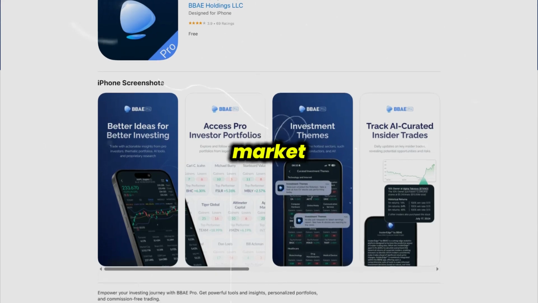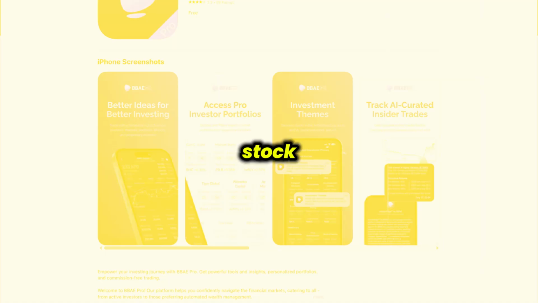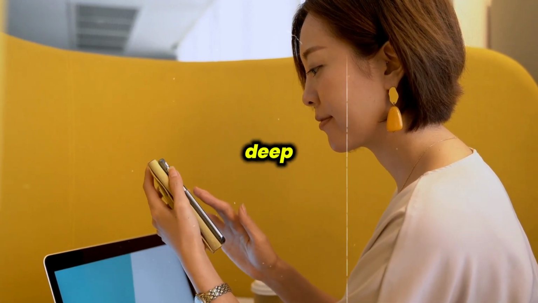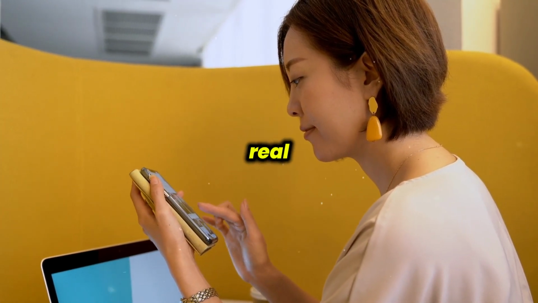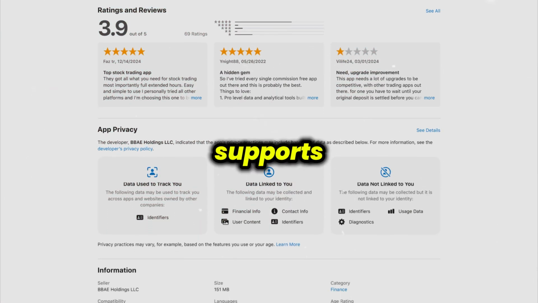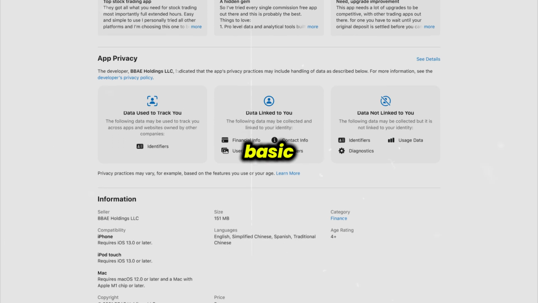The app's My Market feature gives you advanced tools for stock, options, and ETF trading, including customizable charting, deep dives into company financials, and real-time market data. If you're interested in options, BBAE Pro supports a range of strategies, from basic to advanced, helping you manage risk and pursue profits in any market condition.